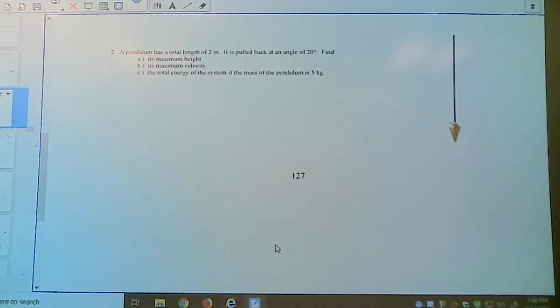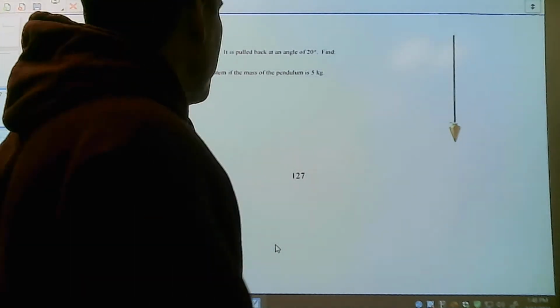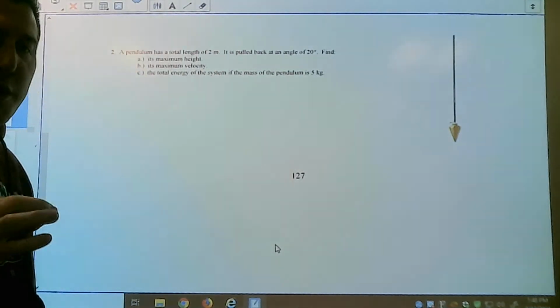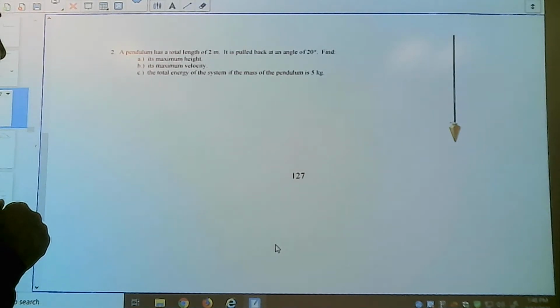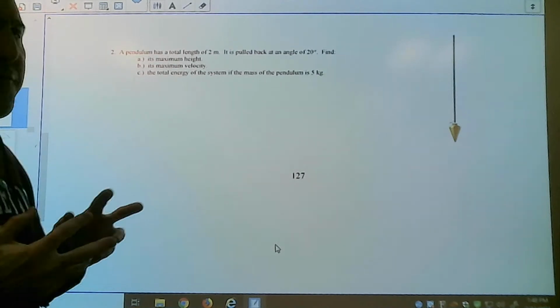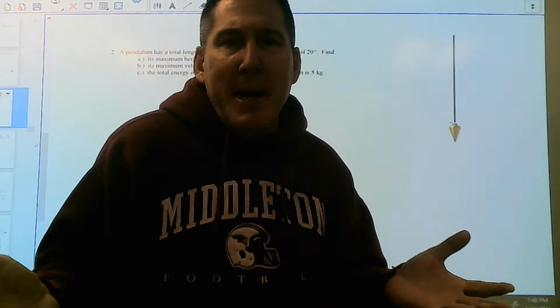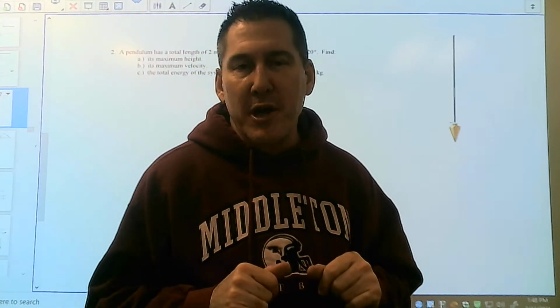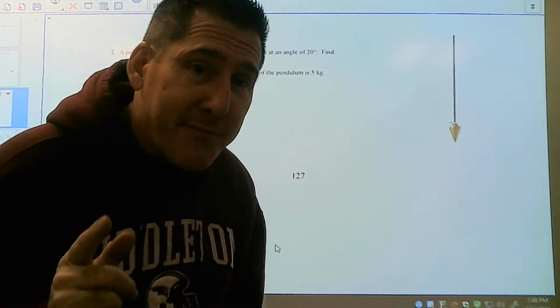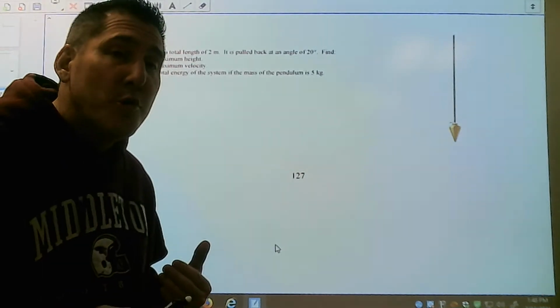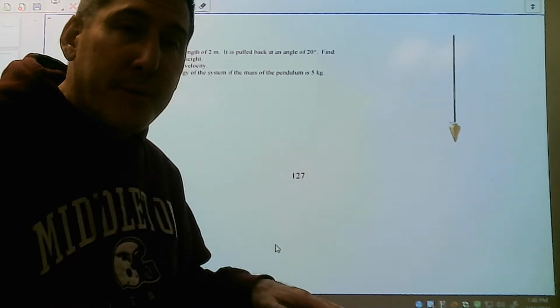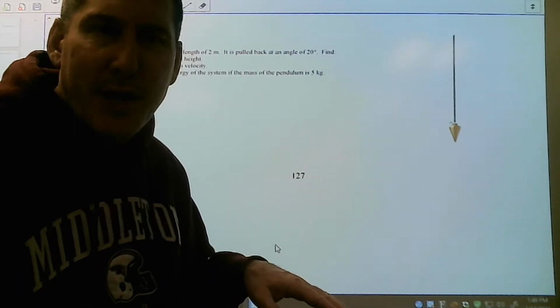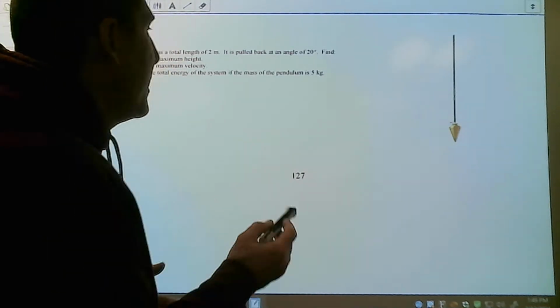So here we're looking at a pendulum that's 2 meters long, about 6 feet or so. We're going to pull it back 20 degrees and let it go, and we're asked to find the maximum height and the maximum velocity. At first look, it's like, how do I possibly find those things out? Here's a little twist and a little difficult thing about a pendulum. The first thing I have to do is assume the pendulum at the bottom has 0 height. And it's okay to assume that unless we were told otherwise.